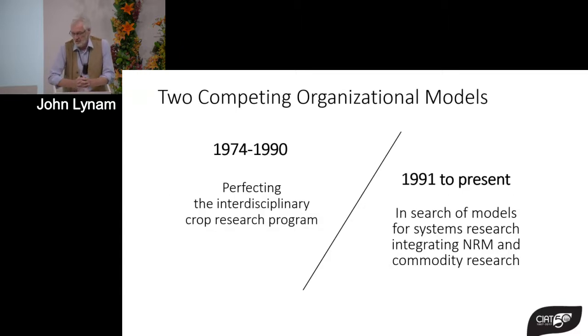So within the history then of CIAT, you have two major competing organizational models. The first, and I would say possibly the more dominant one, was the 1974-1990 period, 15 years, under one director general, John Nicol, who essentially said that we're going to focus on four crops, and that's beans, cassava, tropical pastures, and rice. And we're going to do that within the context of developing interdisciplinary crop research programs.